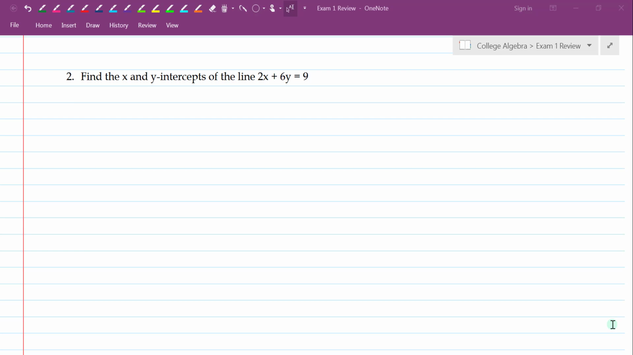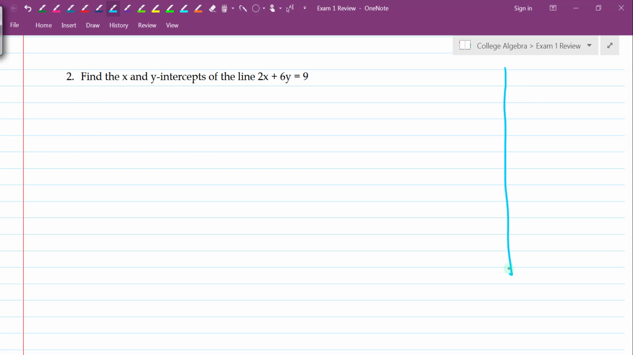Good afternoon. We're doing problem 2 of our review for our chapter 1 exam in college algebra. The question for our review says find the x and y intercepts of the line 2x plus 6y equals 9. We're going to solve this just like we did number 1. We're just going to remember our basics.